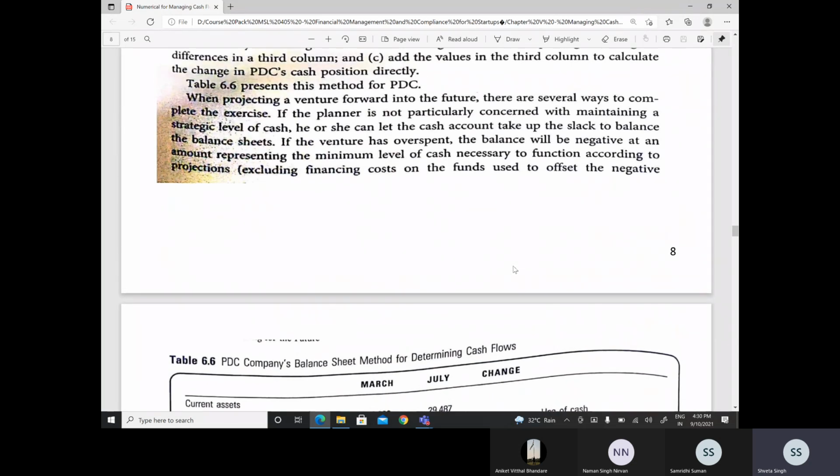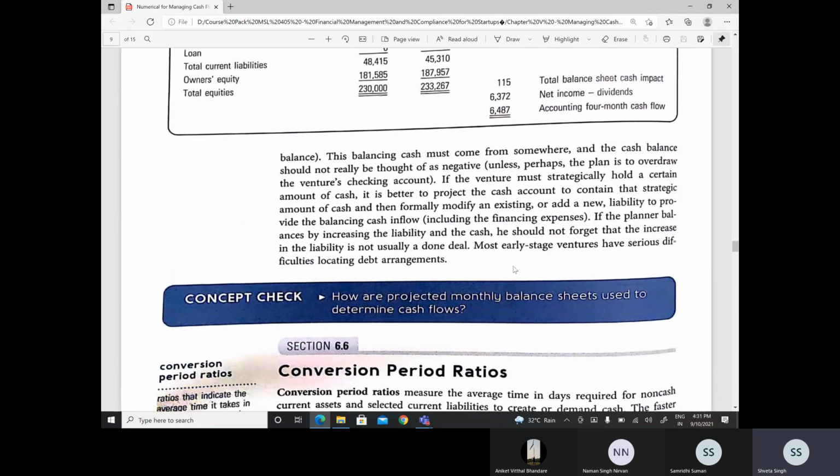so when projecting a venture forward into the future, there are several ways to complete the exercise. If the planner is not particularly concerned with maintaining a strategic level of cash, he or she can let the cash account take up the slack to balance the balance sheets. If the venture has overspent, the balance will be negative at an amount representing the minimum level of cash necessary to function according to projections. That is excluding financing costs on the funds used to offset the negative balance.